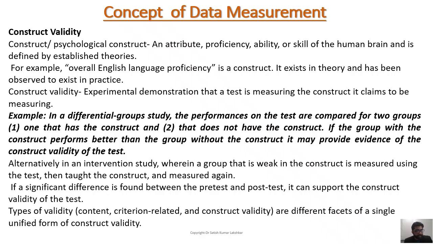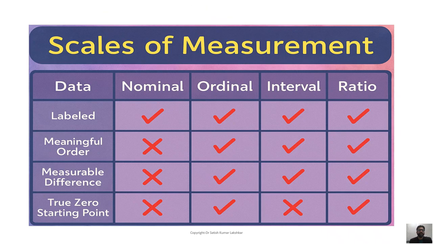Now there could be different types of validity. Validity may be content validity, criterion-related validity, related to any specific criteria, and construct validity. So these are the different facets of a single unified form of construct validity. These are the different forms of construct validity.